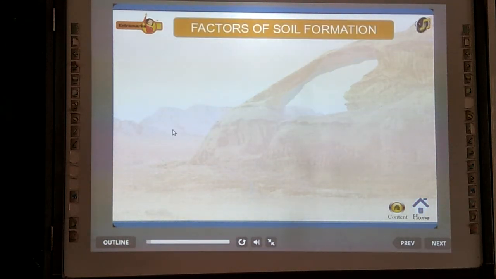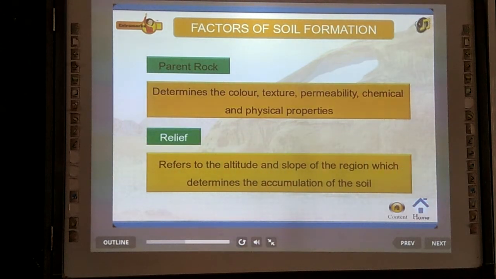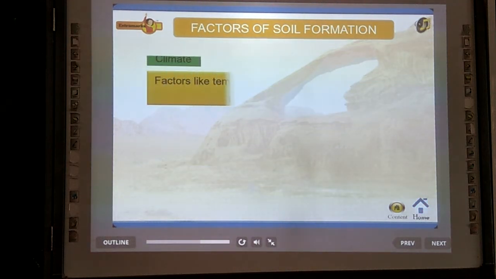Factors of soil formation. Let us know about the factors affecting soil formation. Parent rock. It determines the color, texture, permeability, chemical and physical properties of soil. Relief refers to the altitude and slope of the region which determines the accumulation of the soil.